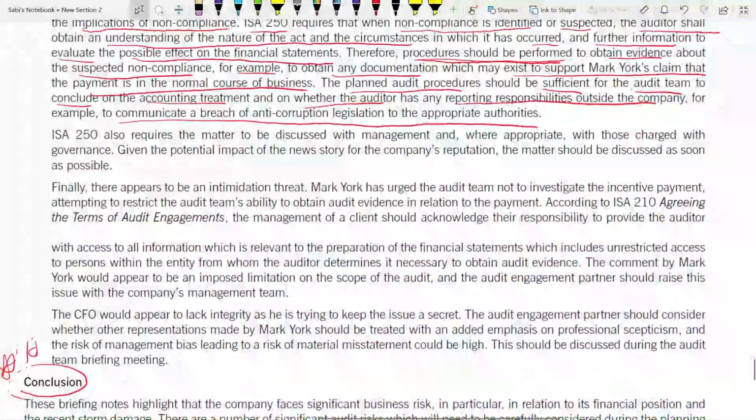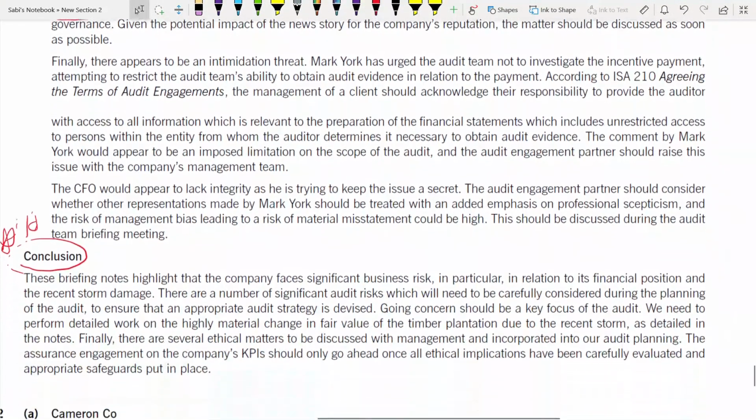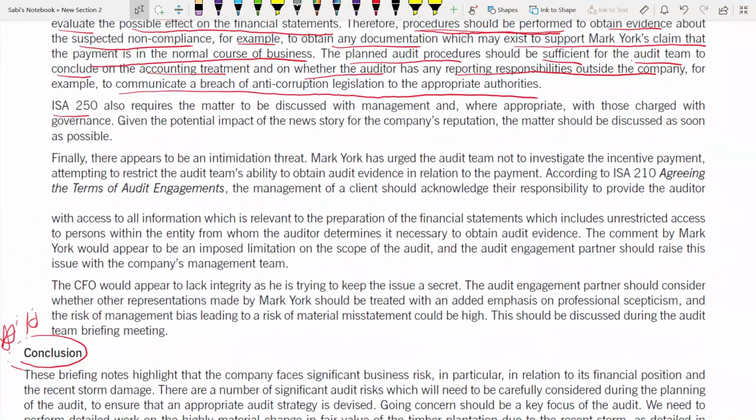Next, ISA 250 also requires that the matter be discussed with management and, where appropriate, those charged with governance. Given the potential impact of the news story on the company's reputation, the matter should be discussed as soon as possible. The impact is so huge that it should be discussed immediately. You should not delay it, because if you delay, it is gone.